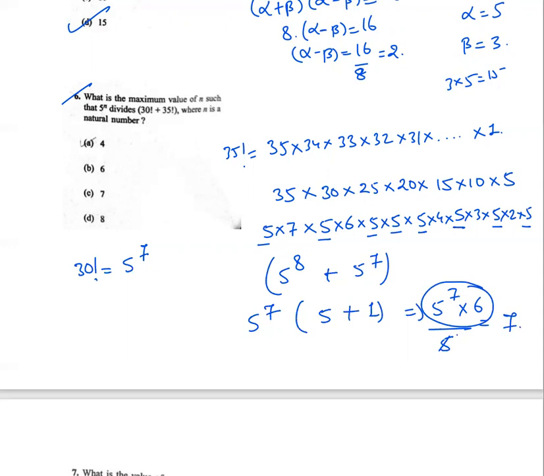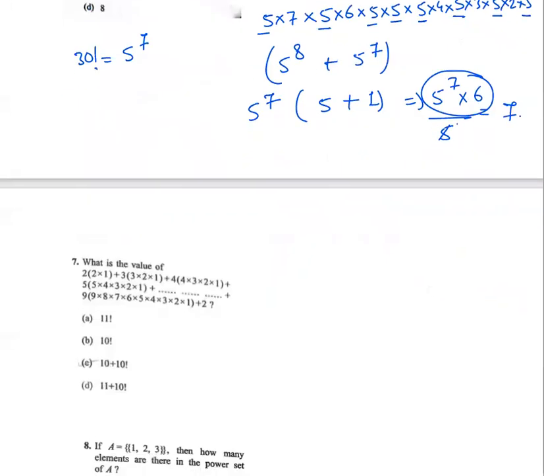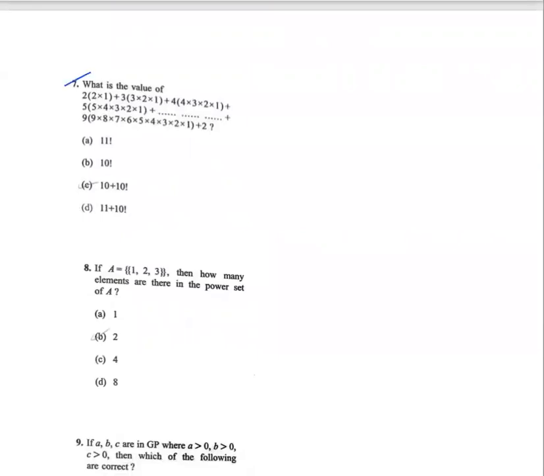So the concept here is we write 35 factorial in such a way that we count the numbers which have 5 in them, so 5 power 8, but here we have a plus also. We have to find n such that 5 power n divides the complete number, 35 factorial plus 30 factorial. In 30 factorial we have only 5 power 7, so 7 fives multiplied together. So the maximum value of n will be 7. So that's your answer. Moving on to the next one, question number 7.